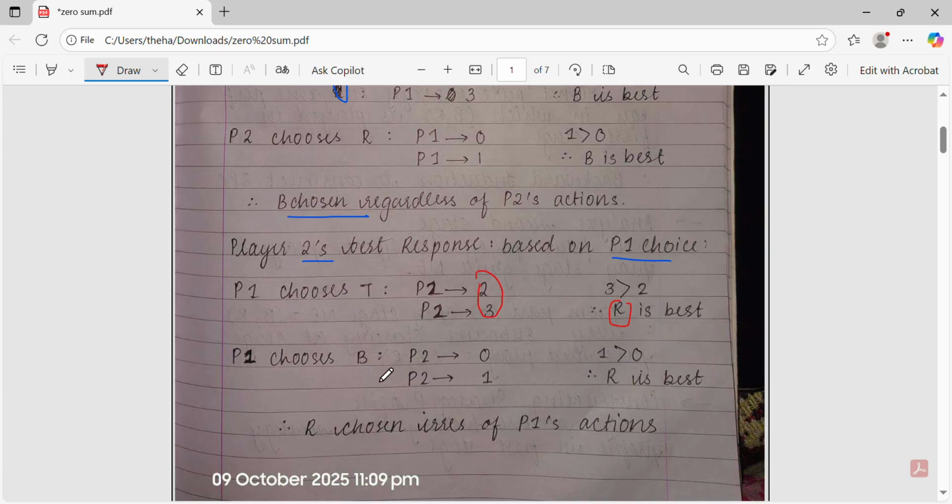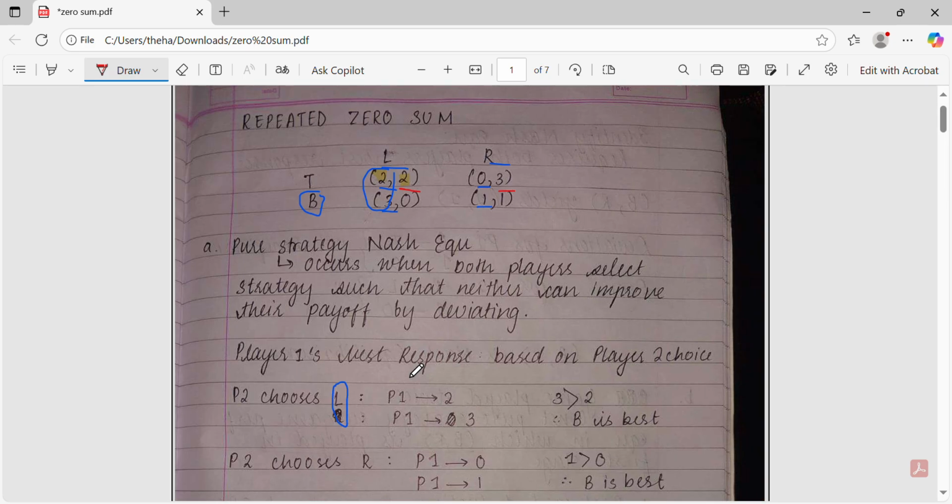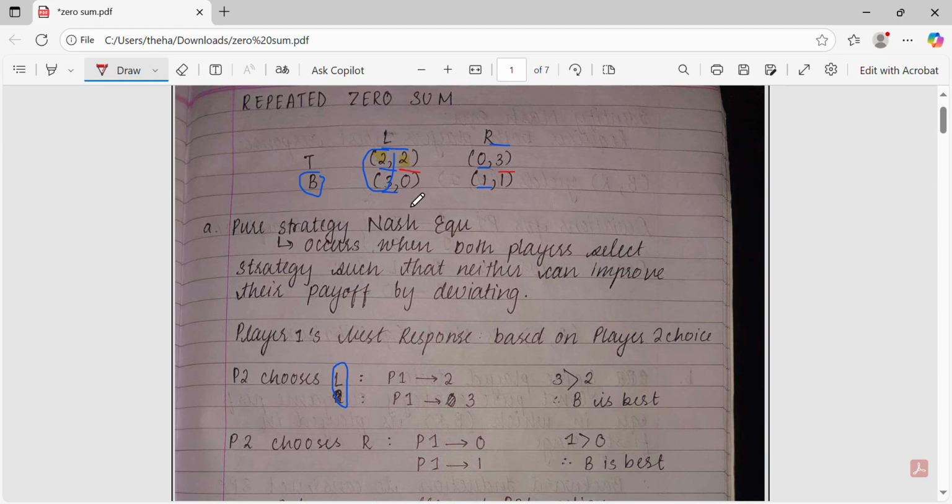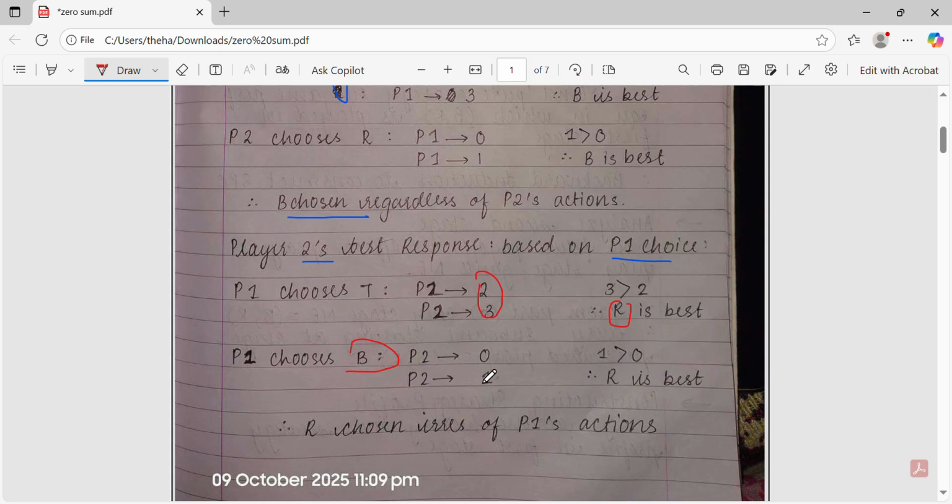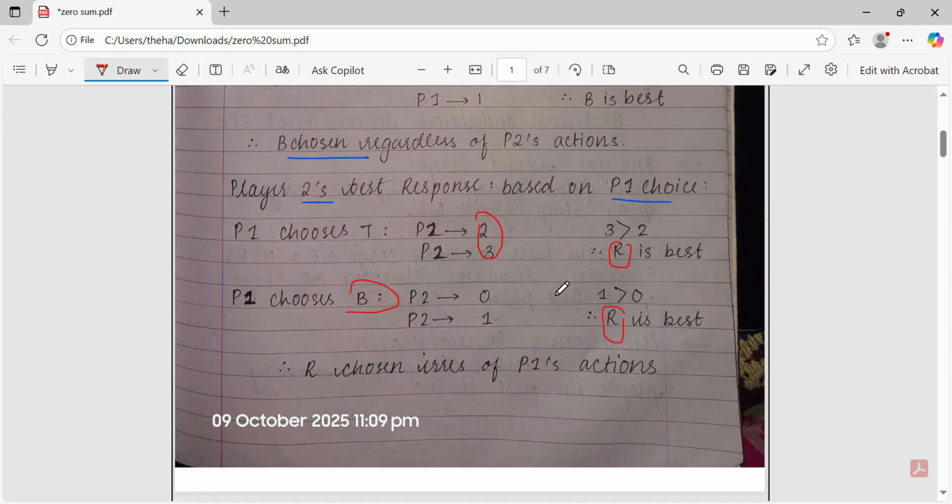Then player 1 chooses B. Over here we are doing the case where player 1 chooses B. So in that case, what can P2 get? It can be either 0 or 1. So when we compare, we get R to be the better scenario for player 2, irrespective of whatever action P1 chooses.